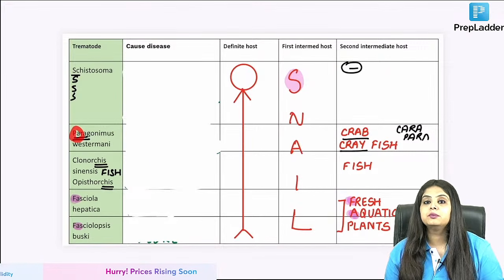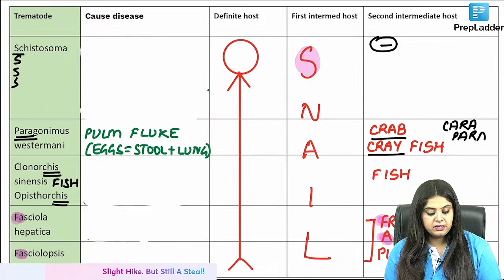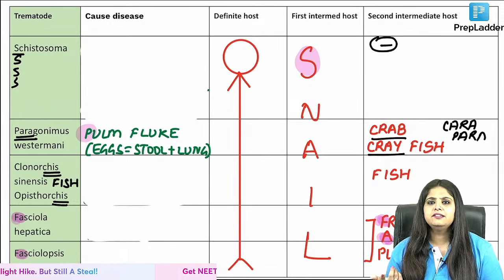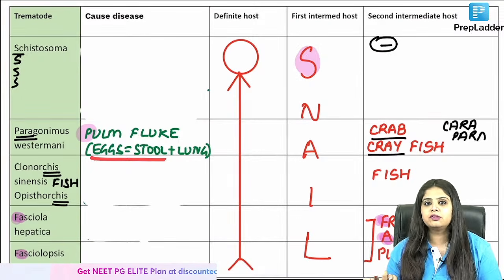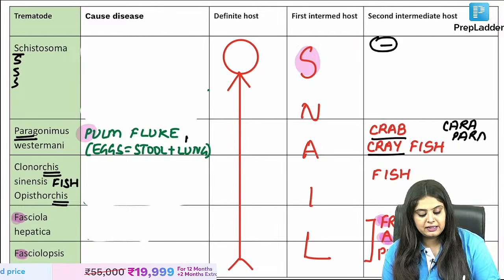P for Paragonimus, P for pulmonary, meaning this goes into the lungs. This is known as the pulmonary fluke. Now they will say, okay, eggs are present in the stool, because everyone will cause diarrhea. Along with that, eggs are also present in the lung. What sample comes from the lung, ma'am? Sputum.